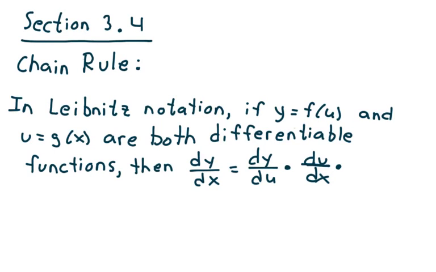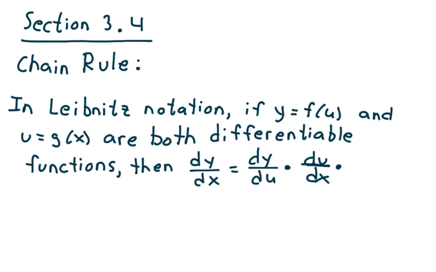This is a video from section 3.4. It's on the chain rule. And in this video, we're going to go over Leibniz notation, which says the following. If y equals f of u and u equals g of x are both differentiable functions, then dy/dx is equal to dy/du times du/dx.